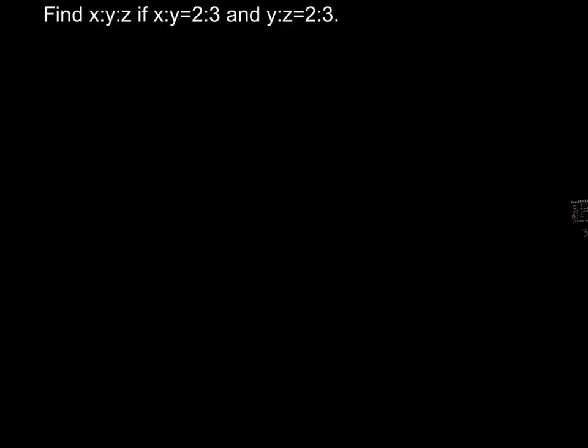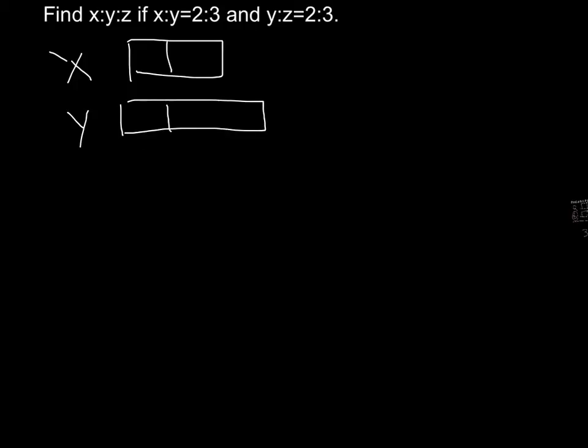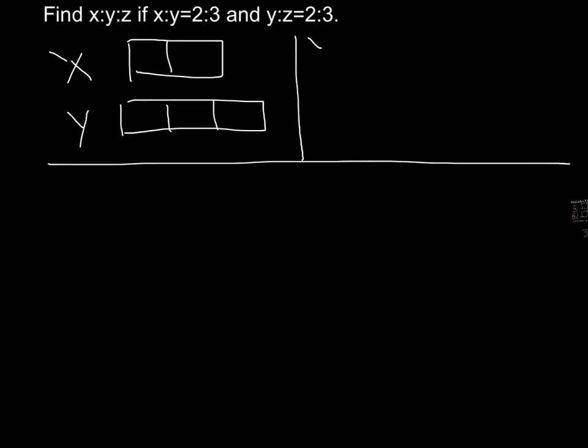Okay, I hope you've written down your bar model. Why don't you take a look at mine? I'm going to bar model that X to Y is 2 to 3. And then on the other side, I'm going to show that Y to Z is 2 to 3.